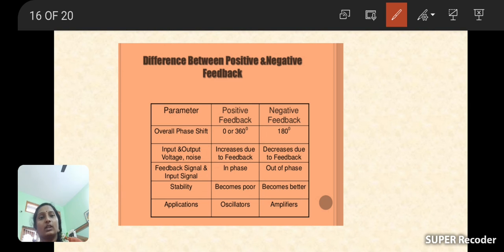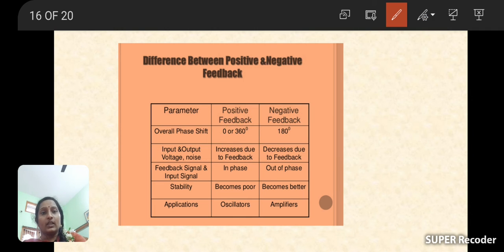Okay. So out of phase means 180 degrees. In negative feedback, the feedback signal is out of phase with the input signal. In positive feedback, the feedback signal is in phase with the input signal. So that's why positive feedback provides 0 or 360 degrees, and negative feedback provides 180 degrees. Okay, so the overall phase shift around the circuit in positive feedback is 0 or 360. In negative it is 180 degrees.